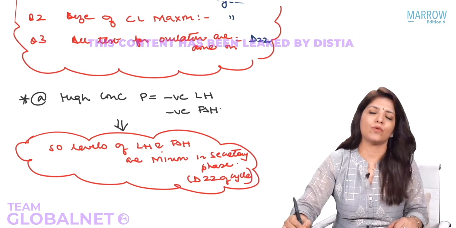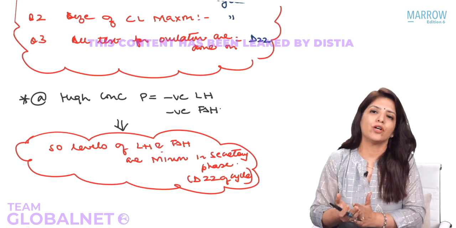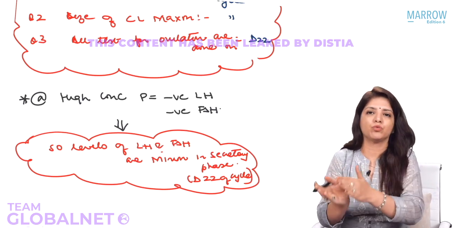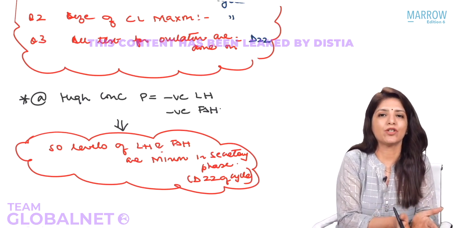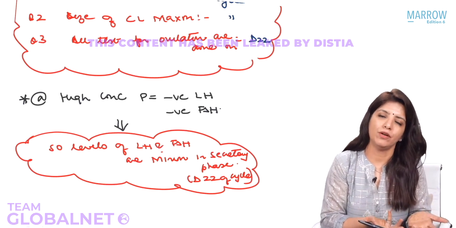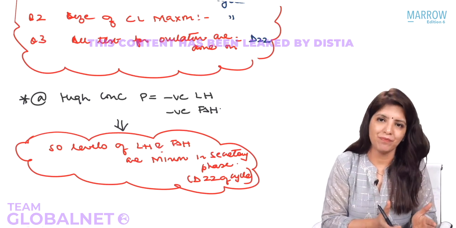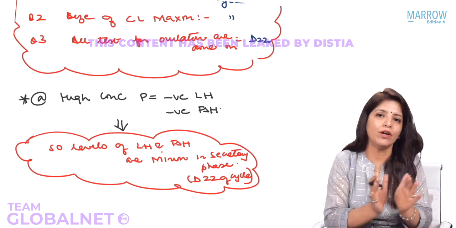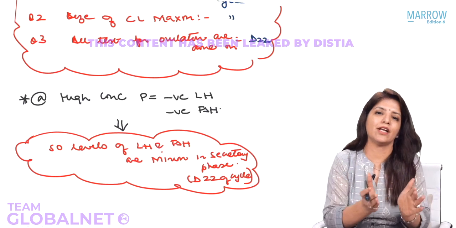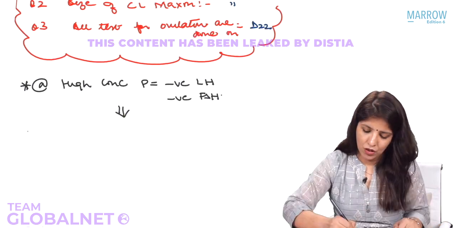So either in your questions it will be written as secretory phase, or it will be written as day 22 of the cycle, or it will be written as 1 week before menstruation. Day 22 of the cycle means approximately a week before menstruation, right? Not ovulation. A week before menstruation. Day 28 and day 22. That is 1 week before menstruation.